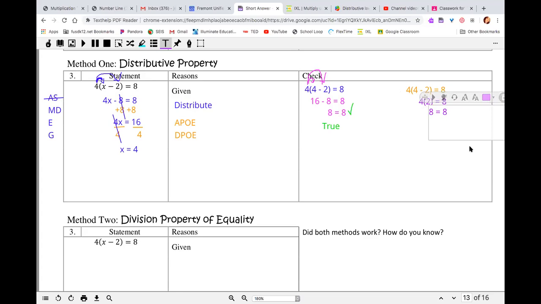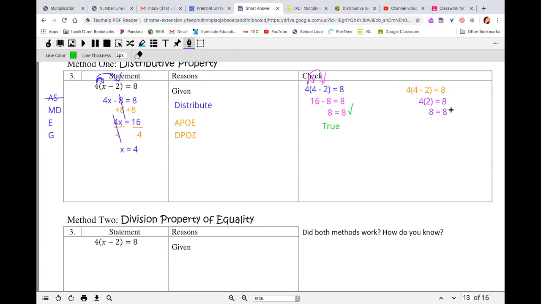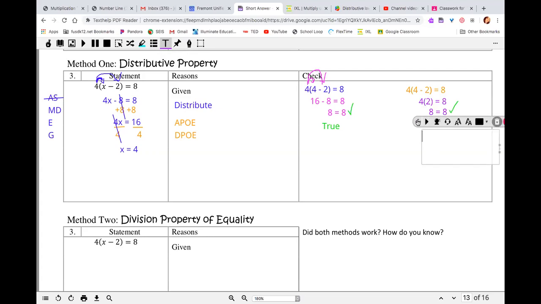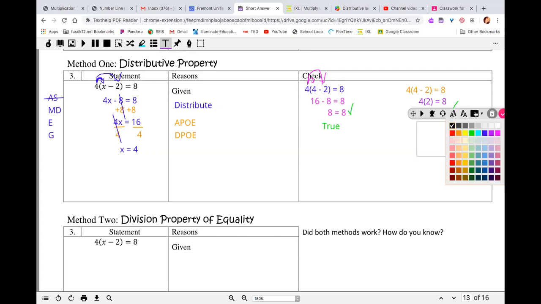So does that check out? Yes, still true, no matter which way I solved it. You still get the right answer. That's right, they are both correct. So whichever way is more comfortable for you, whichever one you like better.